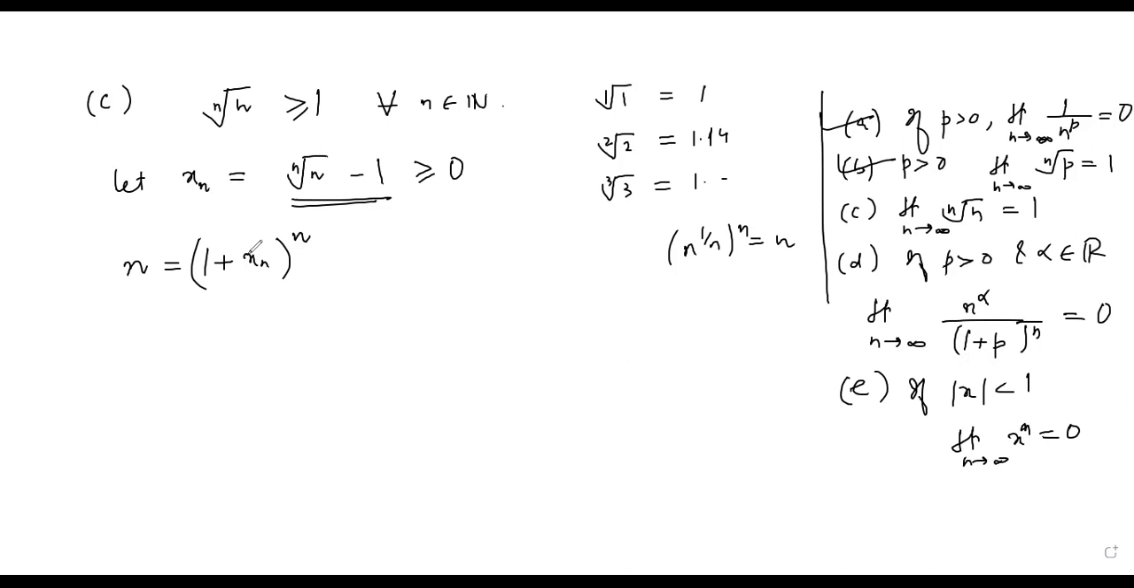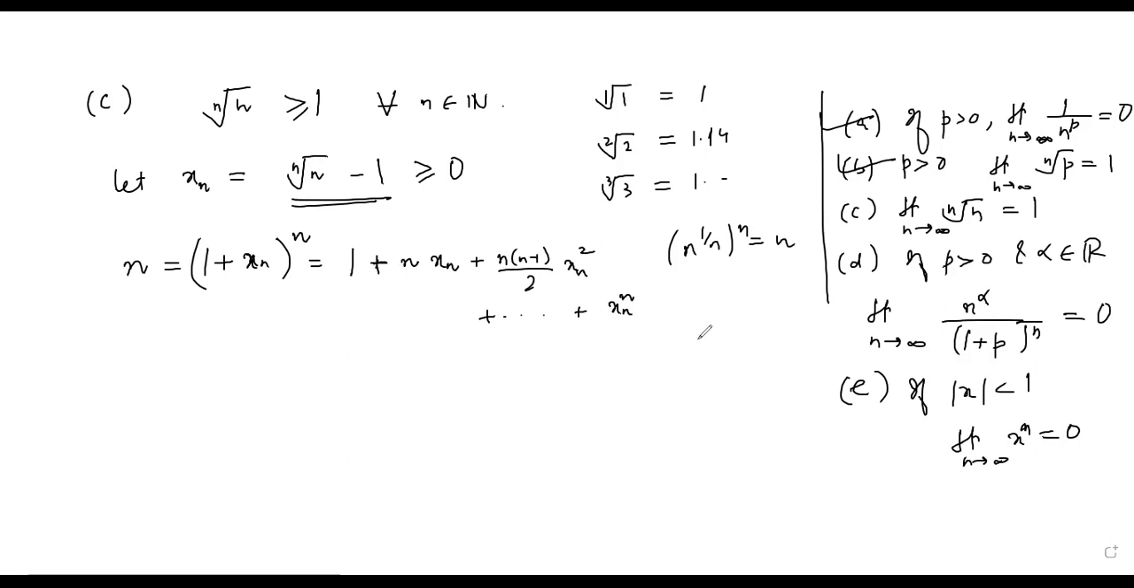Now I use the binomial theorem, so this would be equal to, I think it would be 1, right? First 1 will come, then will come n times xn, plus, of course, n into n minus 1 by 2 xn square. Similarly the other binomial coefficients, and at the last will come, I think, xn raised to power n. Right? So I expanded this with the binomial expansion.